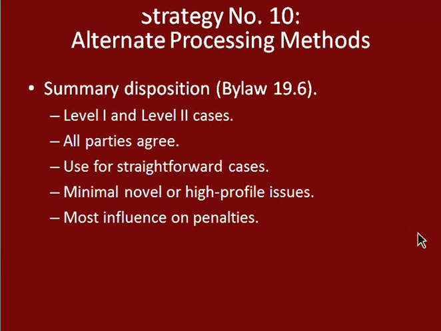The first type of processing method is summary disposition. That has not changed from the old process to the new process. It's for level 1, level 2 cases. All parties must agree. We believe this is really for the most straightforward cases. It's for cases that don't have a lot of novel or high-profile issues. And a school has the most influence on the penalties in this case because the institution proposes penalties, and then it will be up to the Committee on Infractions to adopt and/or add additional penalties. And if the school has done sufficient research, then there will be less likelihood that the Committee on Infractions will add additional penalties, though occasionally the committee does add additional penalties.